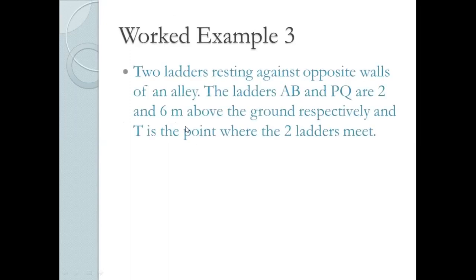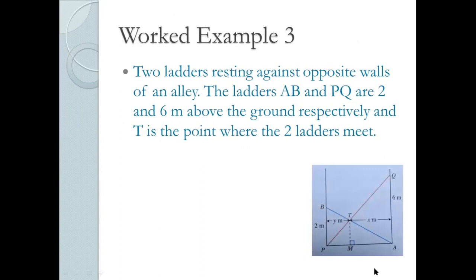Now look at a word problem. Two ladders are resting against opposite walls of an alley. The ladders AB and PQ are 2 and 6 meters above the ground respectively, and T is the point where the two ladders meet. Here is a diagrammatic presentation of the question. The ladders AB and PQ are placed against the walls, and this is the point T where these two ladders meet each other.